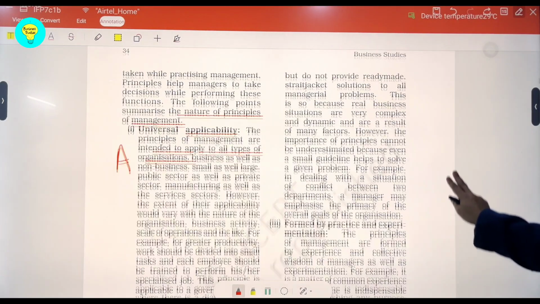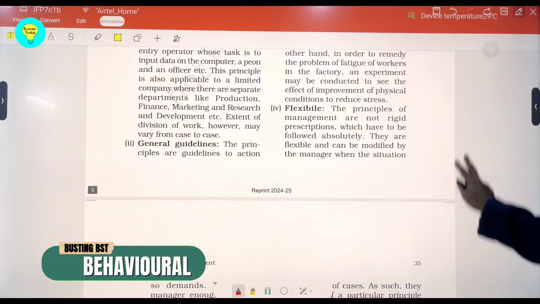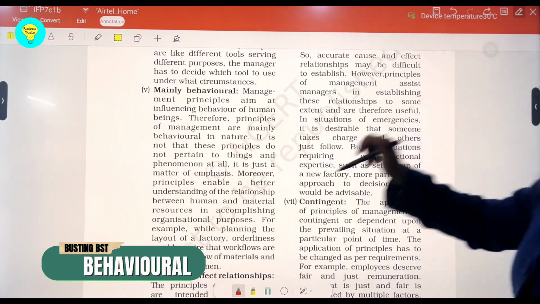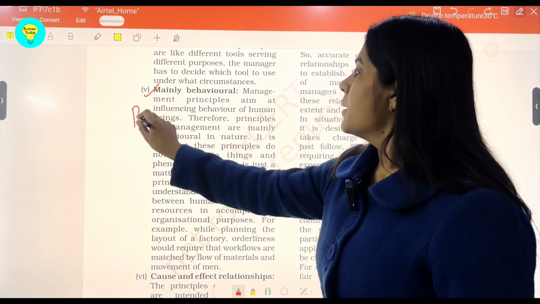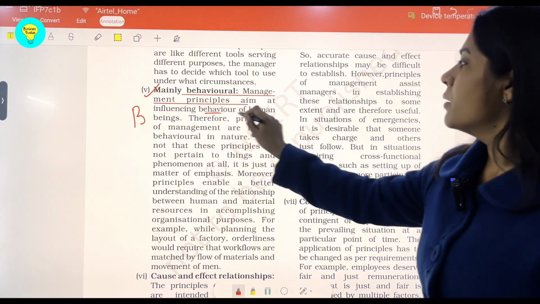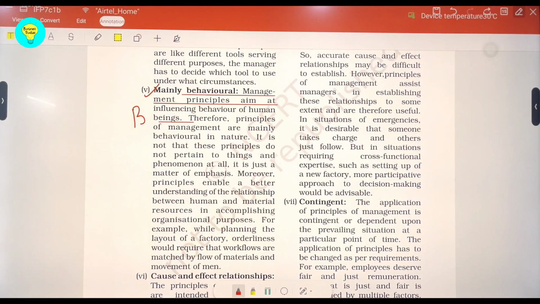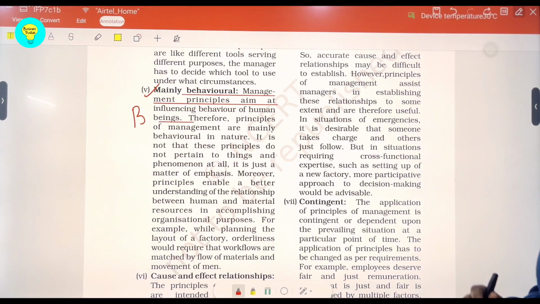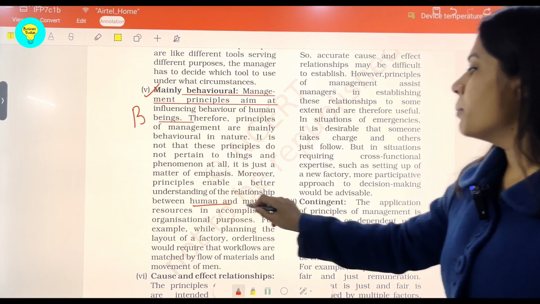The second one being B, representing the behavioral characteristic of these principles. They are mainly behavioral, you have to write this way, where you can say that these principles depend on the behavior of human beings, and therefore they are behavioral in nature. With behavioral, we also mean that there has to be a better understanding between the human and material resources.